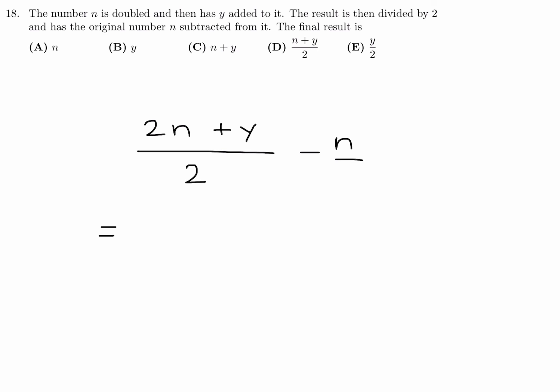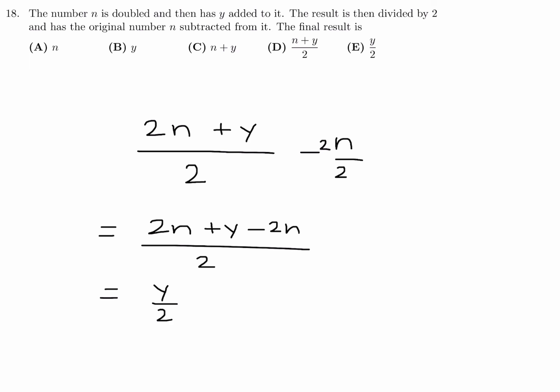Well, the first thing is just to make this into a fraction. So multiply top and bottom by 2. And this becomes 2n plus y minus 2n all over 2. Well, the 2 n's cancel, and all you're left with is just y over 2. So number 18, the answer is E.